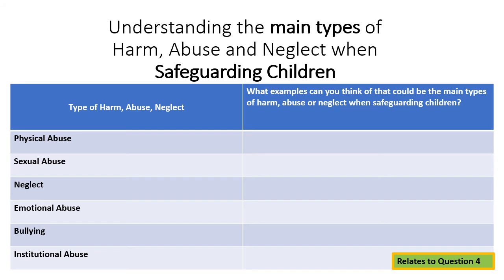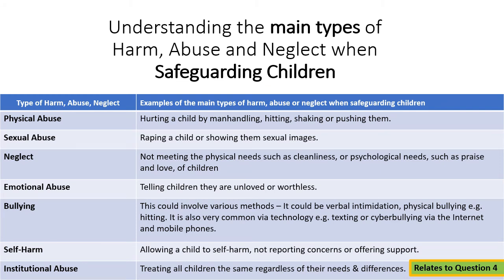And I want you just to look at the types of harm, abuse and neglect, and for a few minutes you can pause it and have a think, or have a look at some examples that could be the main types of harm, abuse and neglect. So you'll see the types are physical abuse, sexual abuse, neglect, emotional abuse, bullying and institutional abuse. You will see here some examples of the different types of harm, abuse and neglect.